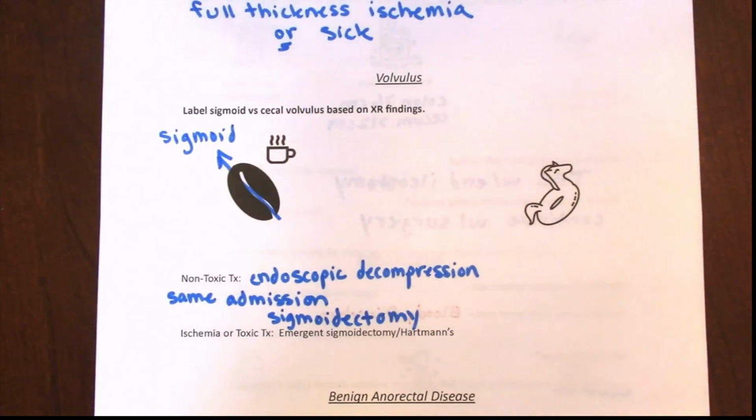However, if the patient is toxic appearing or there is ischemia on endoscopy, then the patient will proceed for an emergent sigmoidectomy and will likely get a Hartmann's.